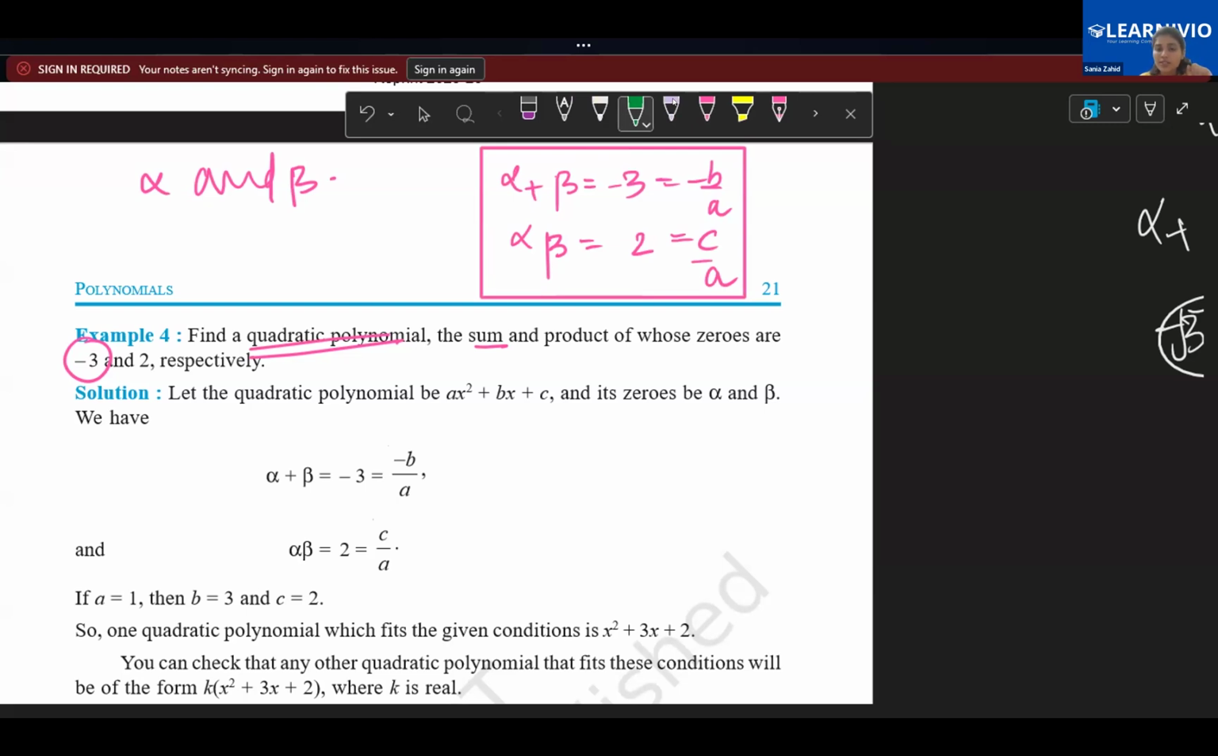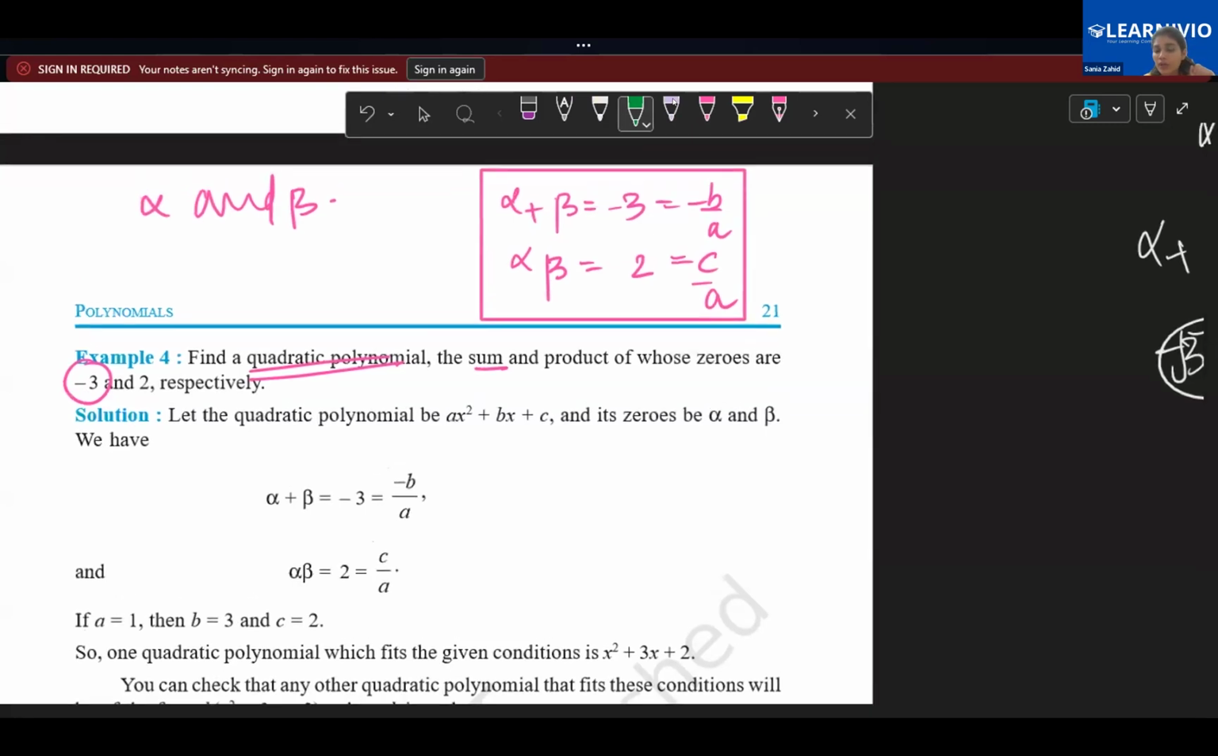So how can you do that? See, children, I know the general formula for writing a quadratic polynomial is ax square plus bx plus c. So from these things, what I have is the value of minus b by a is minus 3. There is no denominator, so I can put the denominator as 1. Minus sign cancels with a minus sign. So I have b by a is equal to 3 by 1. That means, children, b value is 3 and a value is 1.